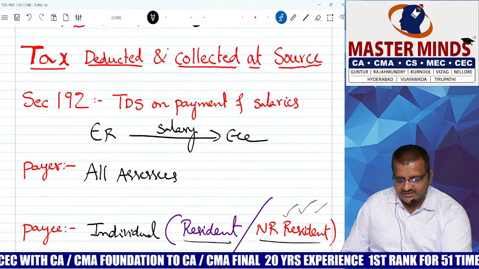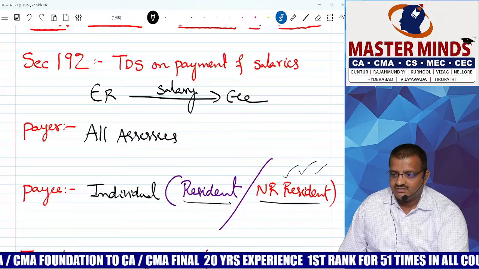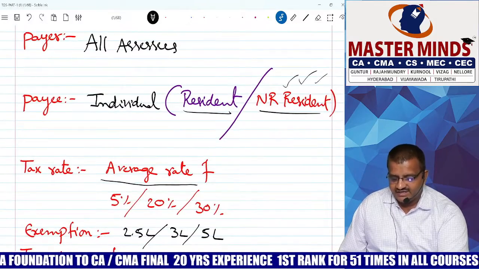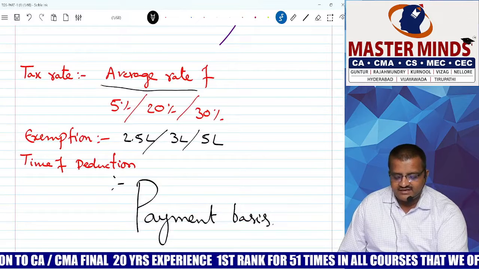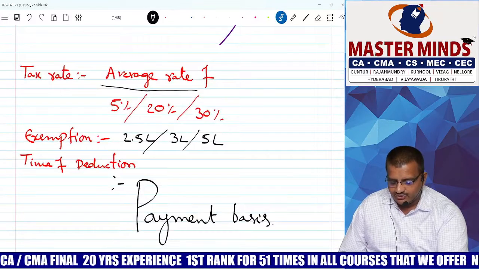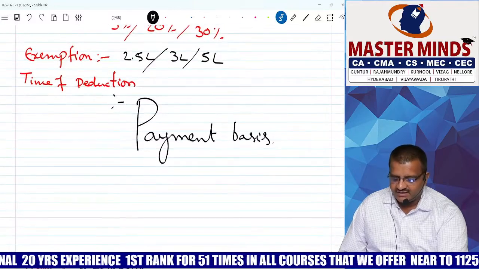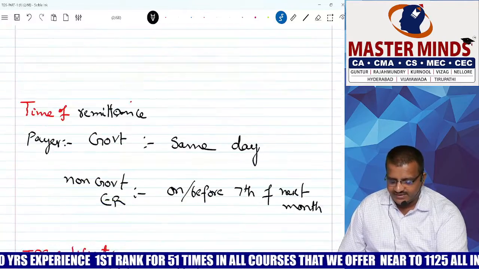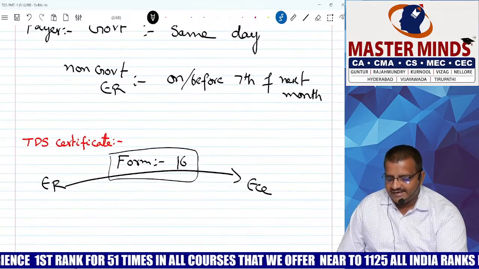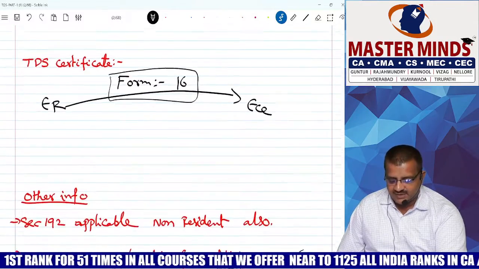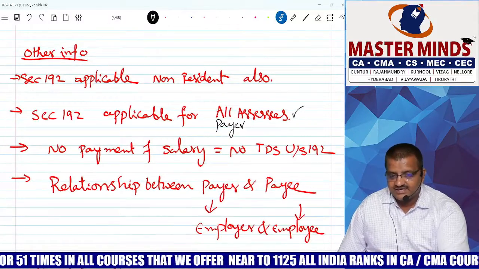TDS, section 192, TDS on payment of salary. Payer, all assessees. Payee, individual, being resident and non-resident. Tax rate, average rate of 5, 20, 30. Exemption, 2.5 lakh. Time of deduction, payment basis. Time of remittance: government, same day; non-government, on or before 7th of next month. TDS certificate, Form number 16. Other information. From here onwards is important.